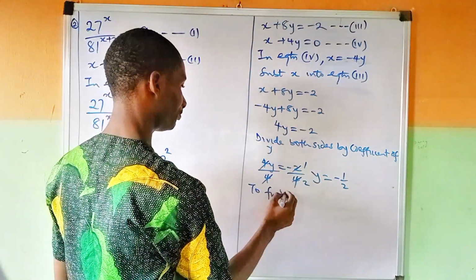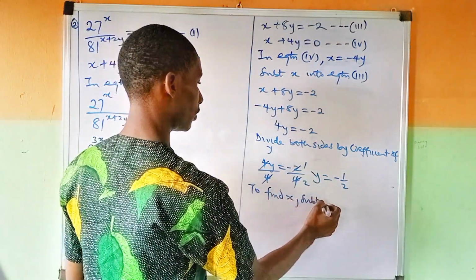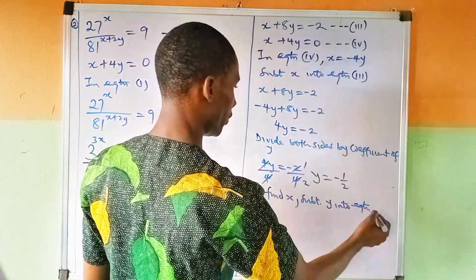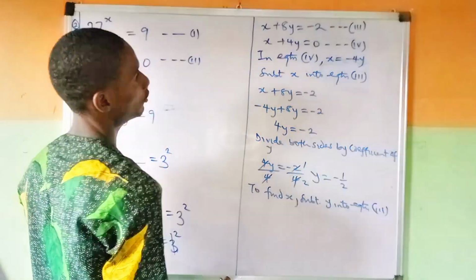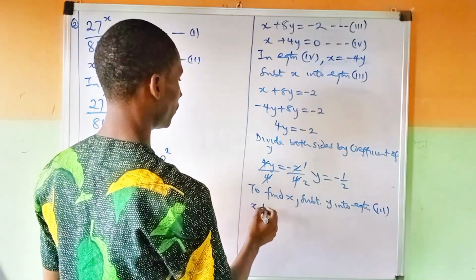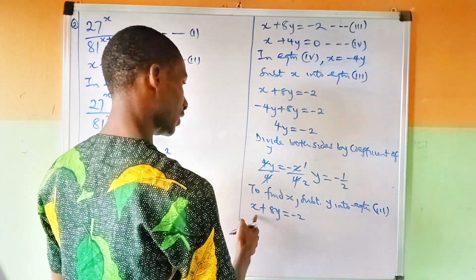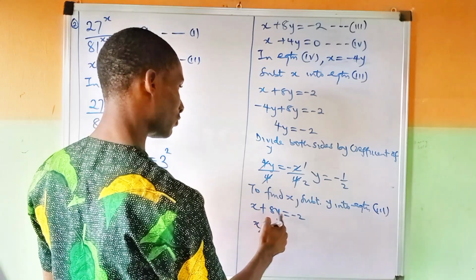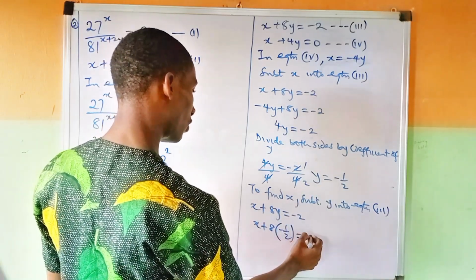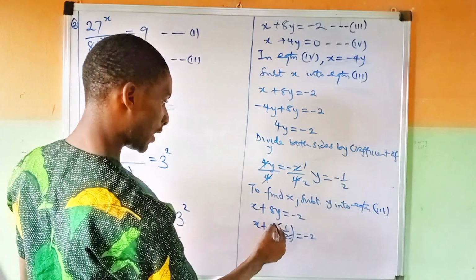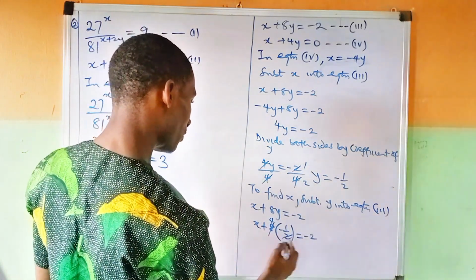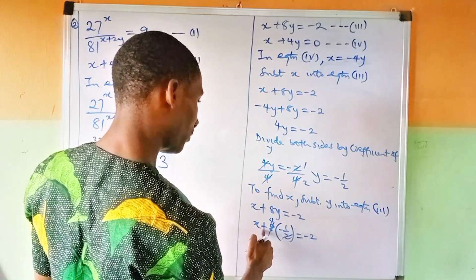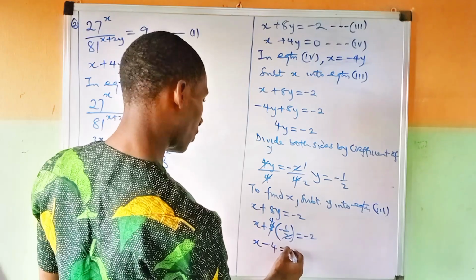To find x, substitute y into equation 3. If you substitute into equation 3, you have x plus 8y equals minus 2. So our y is minus half, so you have x plus 8 into bracket minus half equals minus 2. So these two, we cancel, the 8 here gives us 4. So that will be what? You have x plus 4 times minus 1, plus times minus is minus 4, equals minus 2.